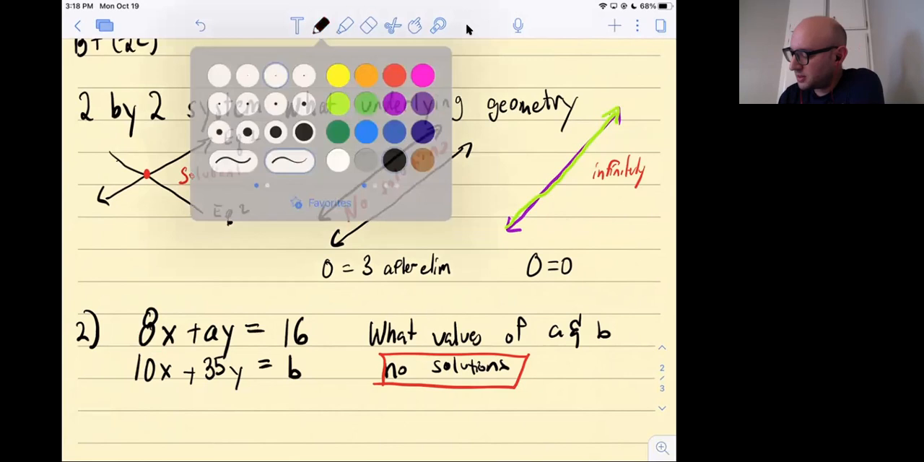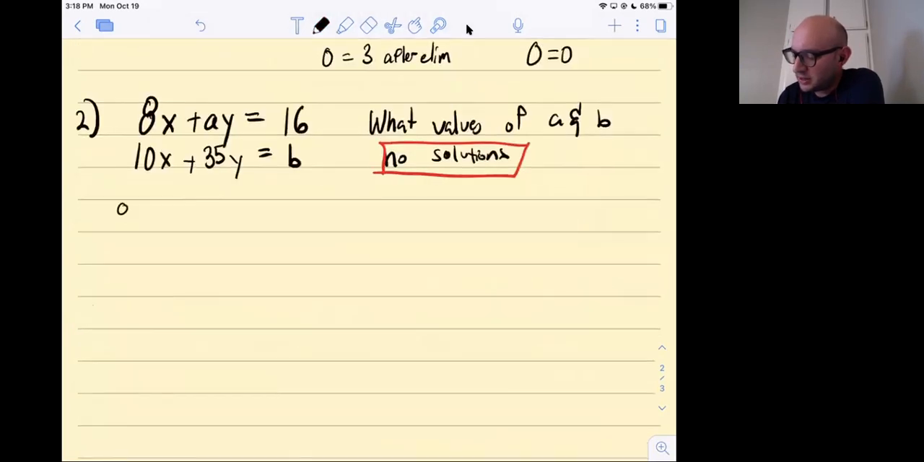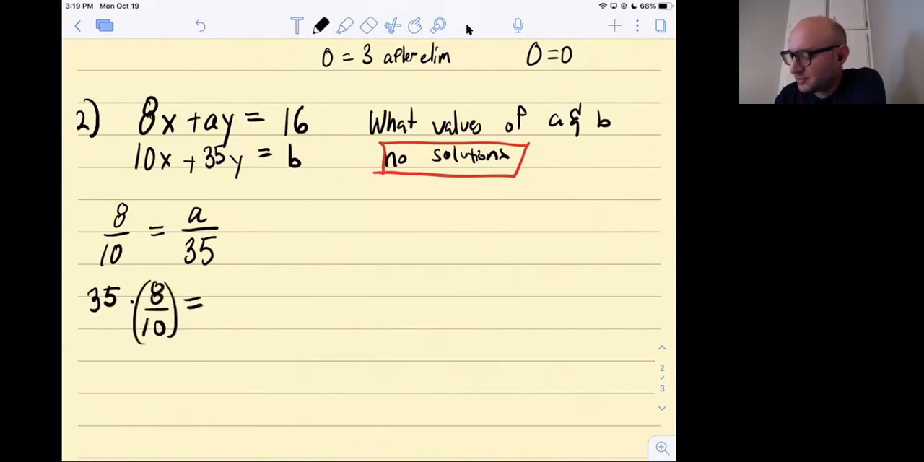So let's take a look here. I like to just do it comparing equation to equation. In order for it to be parallel, 8 to a has to be a to 35. And now we can try our best to solve this. 4/5 is 8 to 10. And I know 35 is divisible by 5. It's 7. So if I do 35 on both sides times 8/10, I'll get equal to a.